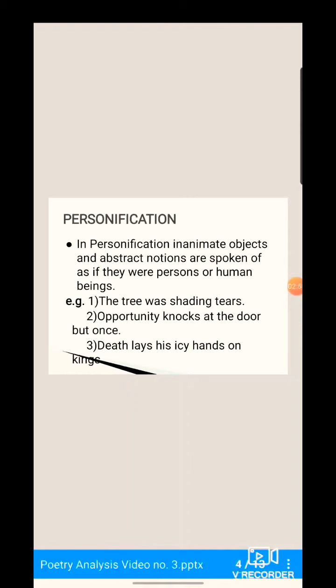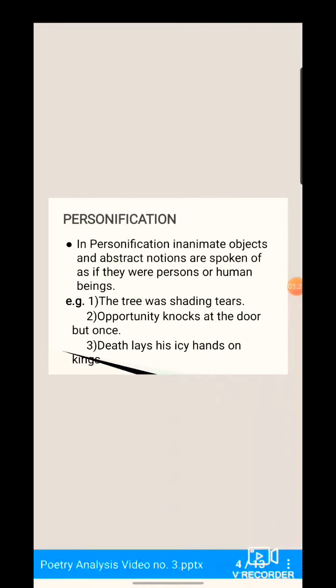Personification. In personification, inanimate objects and abstract notions are spoken of as if they were persons or human beings and they have life and intelligence. In personification, abstract ideas and inanimate notions are invested with personality and are endowed with the attributes of living beings. For example, the tree was shedding tears.